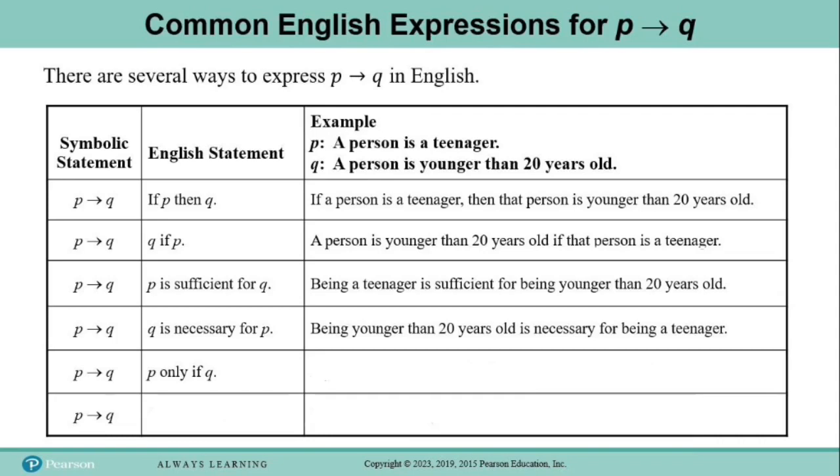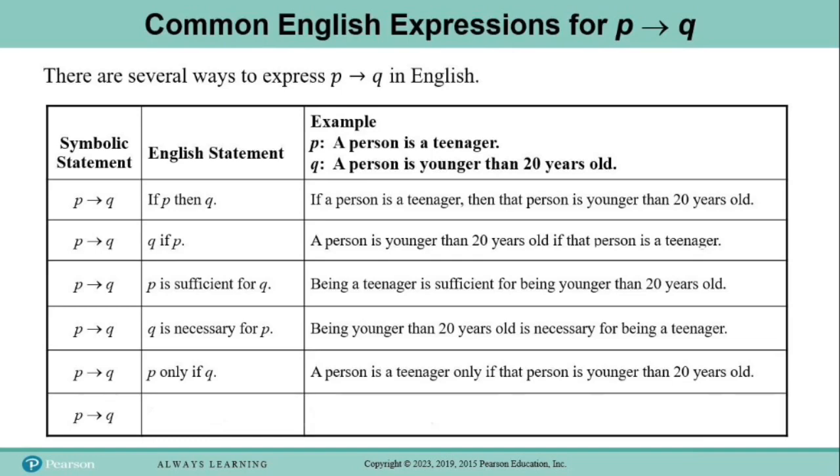Here's another one. P only if Q. So in our example, a person is a teenager only if that person is younger than 20 years old. Now, you might not think that the word only makes a lot of difference, but it really does. For example, if you read this statement the way it's written, it's true. A person is a teenager only if that person is younger than 20 years old. But if you take out the word only, just for a second, and read the sentence, a person is a teenager if that person is younger than 20 years old, and we know that's not true. So the word only really does change the meaning of the sentence.